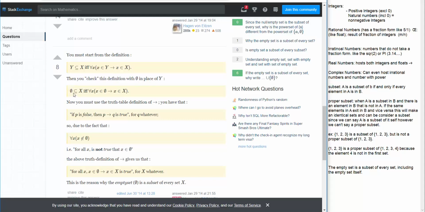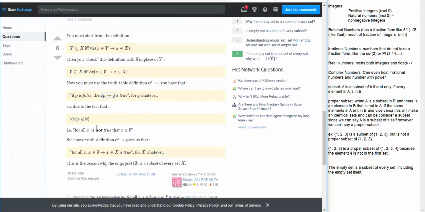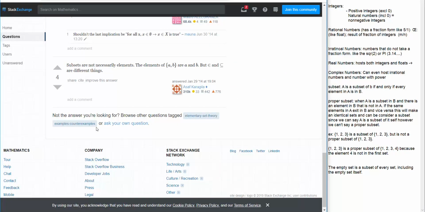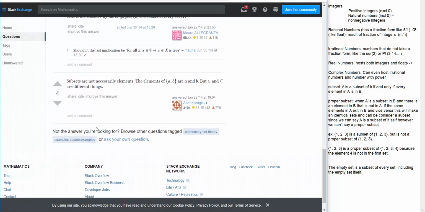Assuming the empty list belongs to X if and only if x belongs to the empty list and x belongs to X. Now you must use the truth table definition of implies. You have that if P is false, then P implies Q is true, for Q whatever. This is about subsets and also the elements of.